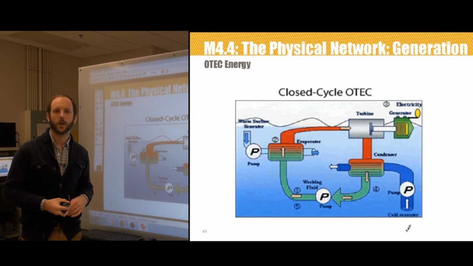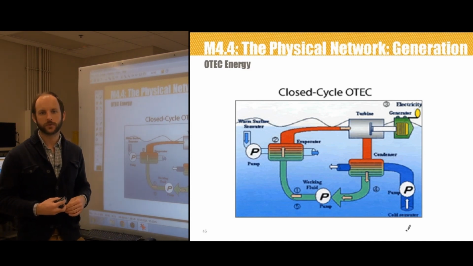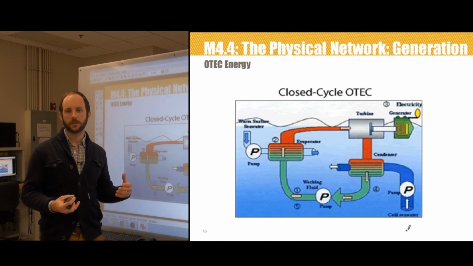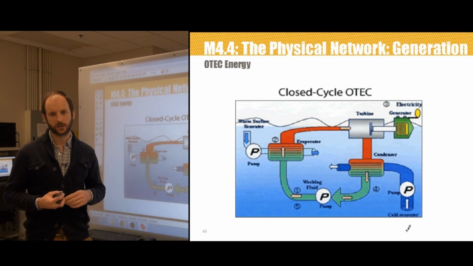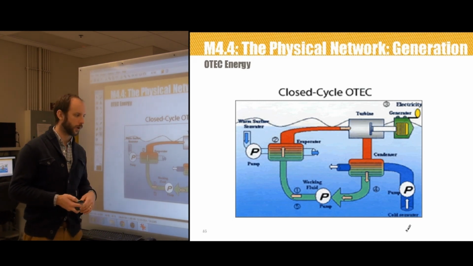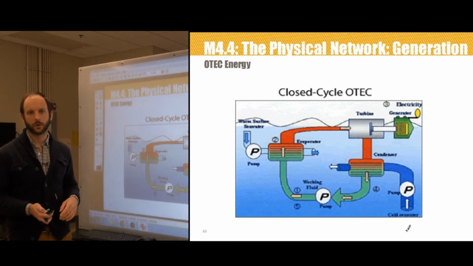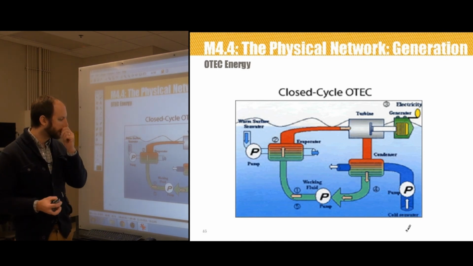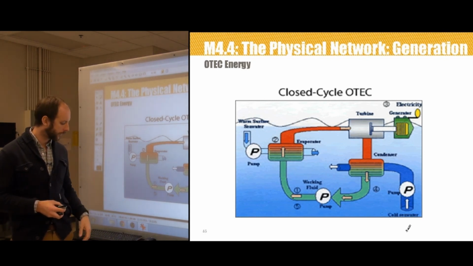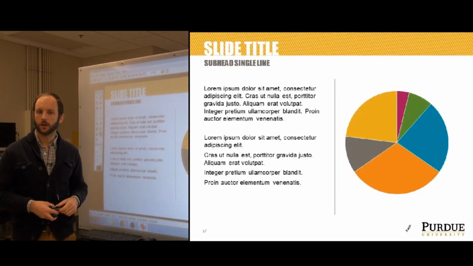Open cycle systems boil warm surface seawater to create steam that turns a low pressure turbine. The steam is then turned back to a liquid by exposing it to the cold temperatures from the deep ocean water. So basically just big old heat exchangers. And that is really a summary of all the power generation technologies that exist out there. So that's the end of module 4.4.